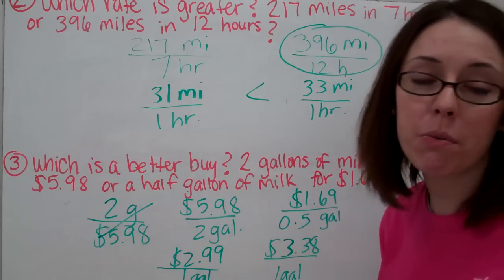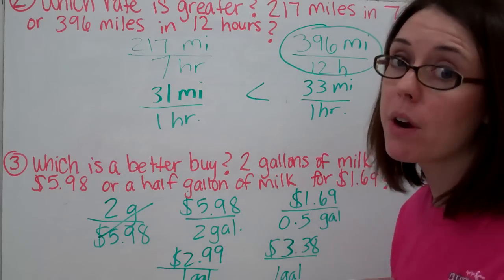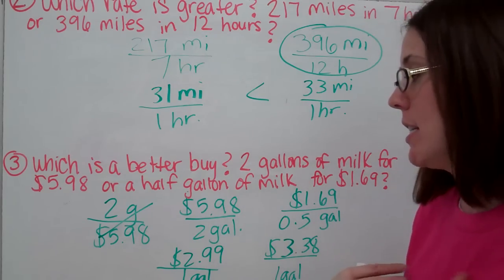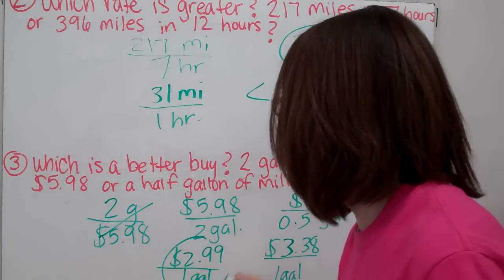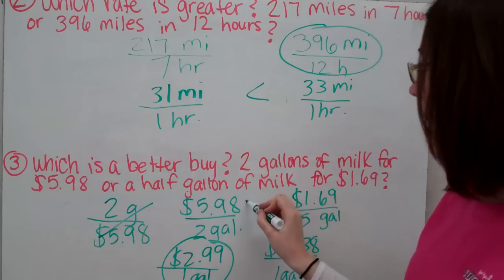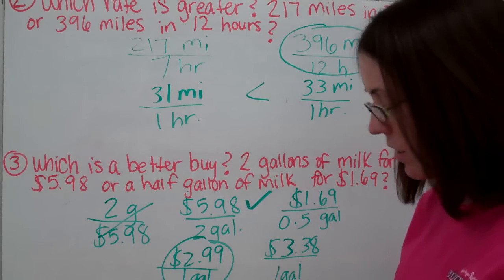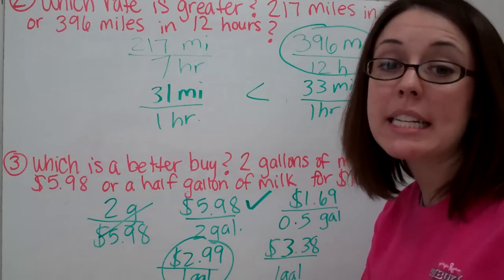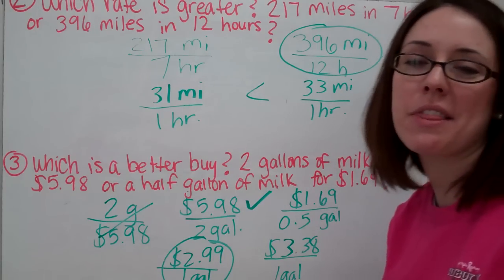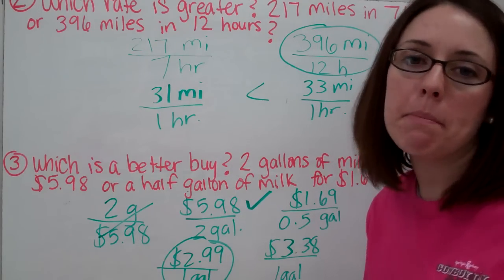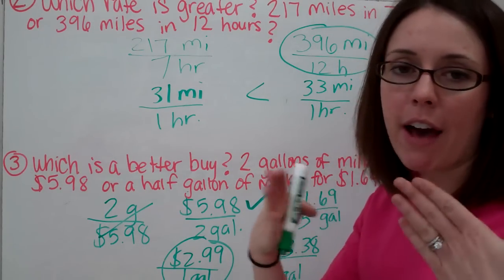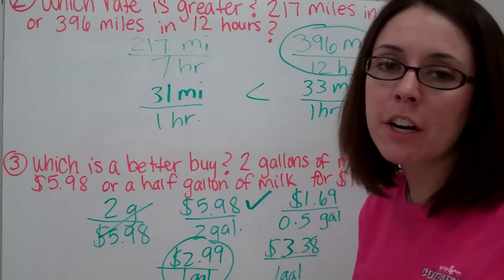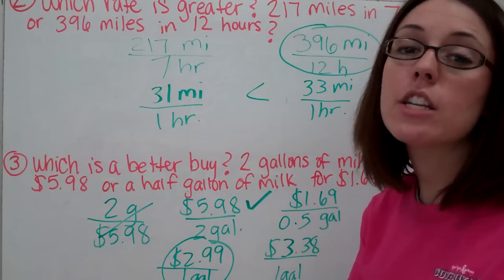So which one would you rather buy? I don't know about you, but I want to buy the better price, the cheaper rate, the cheaper unit rate. I would buy the one that is $5.98 for 2 gallons, or $2.99 for a gallon, because that is cheaper than paying $3.38 per gallon. Remember, a unit rate is found by dividing the numerator by the denominator, and with a unit rate, your denominator is always 1.